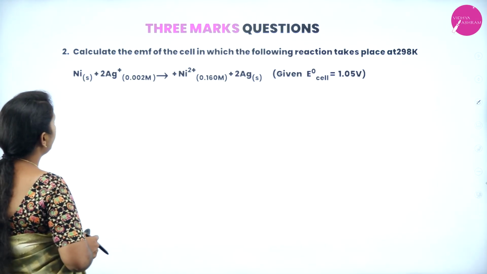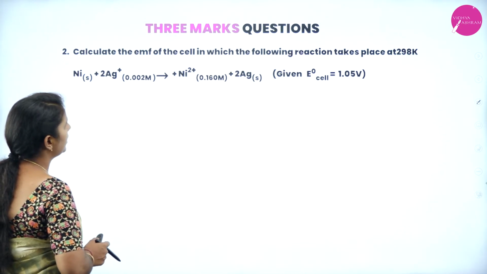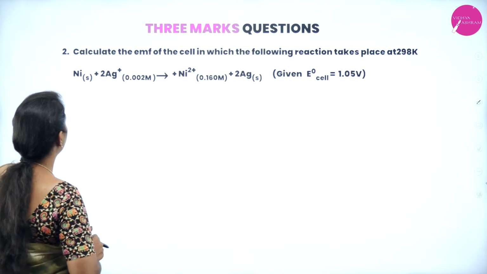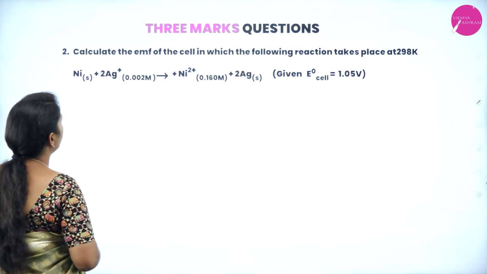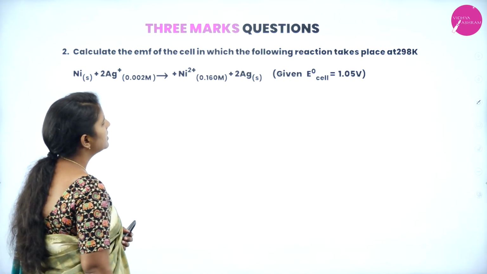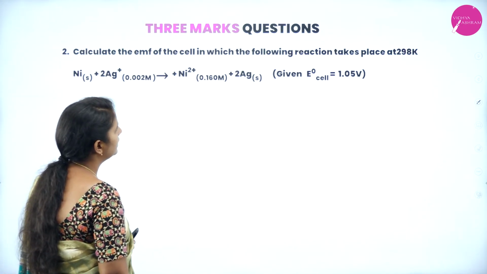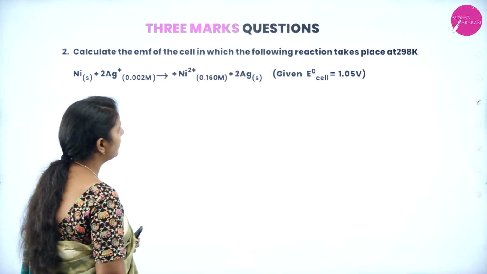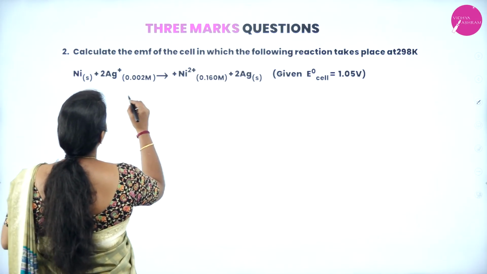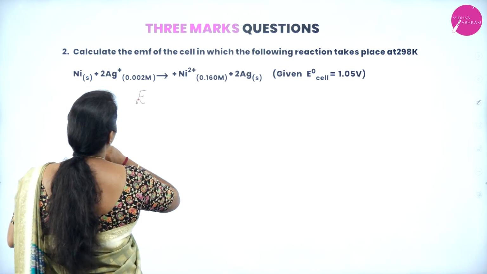Next, calculate the EMF of the cell in which the following reaction will be taking place at 298 Kelvin. So, nickel plus 2 Ag plus gives rise to nickel 2 plus and 2 Ag. So, E naught of the cell they have given, that is 1.05 volts. So, we need to calculate what? EMF of the cell. Correct, no?